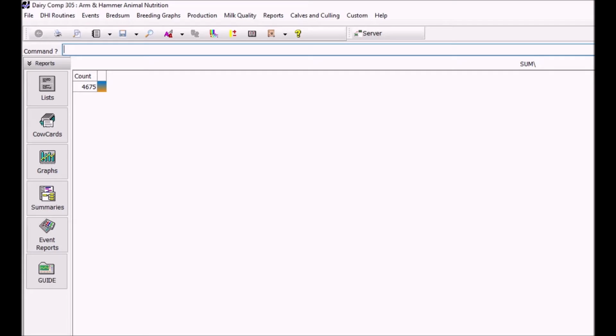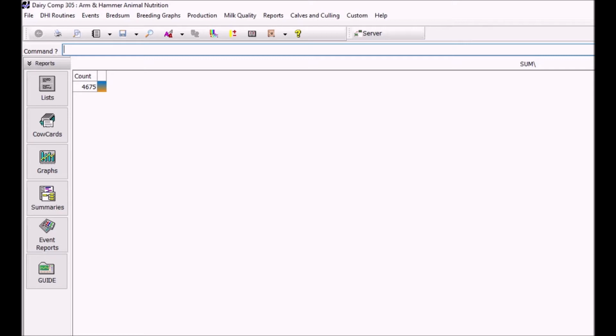In DairyComp, to calculate days in close-up, you have to enter an event. The majority of the time, this event is called "to close." The reason you want to do this is because that's the only way you can calculate when the animal went into the close-up pen until she came fresh.